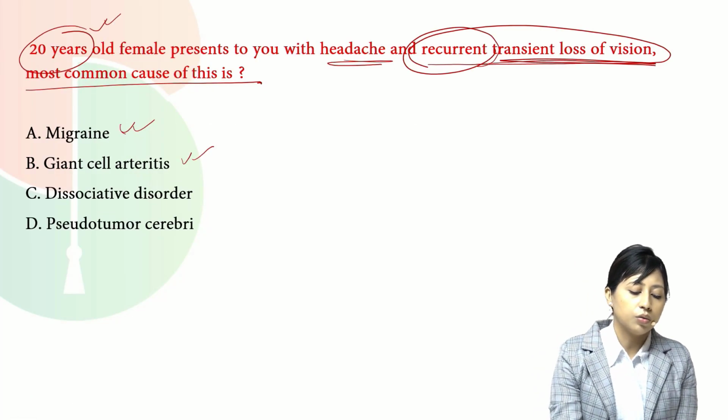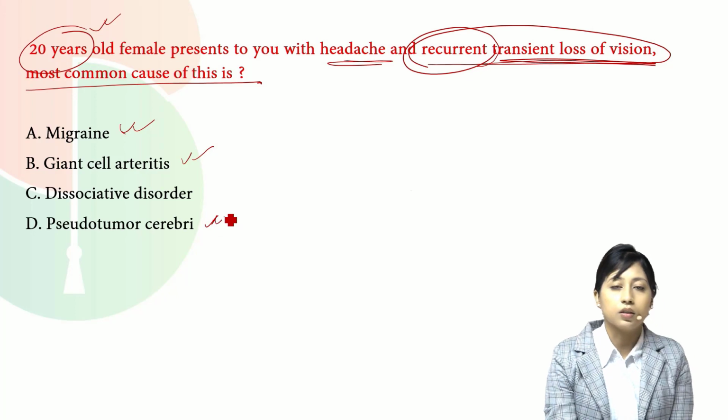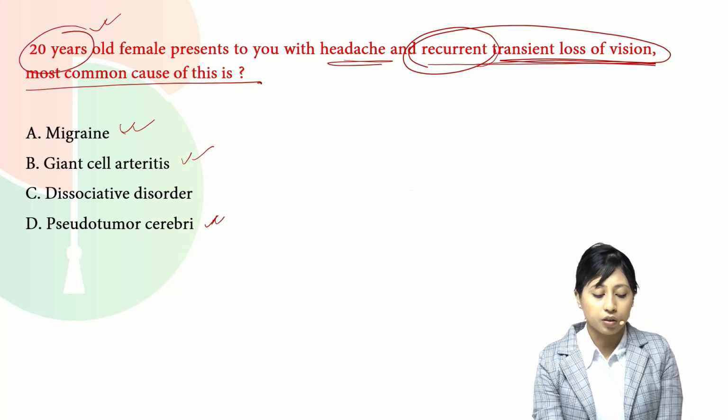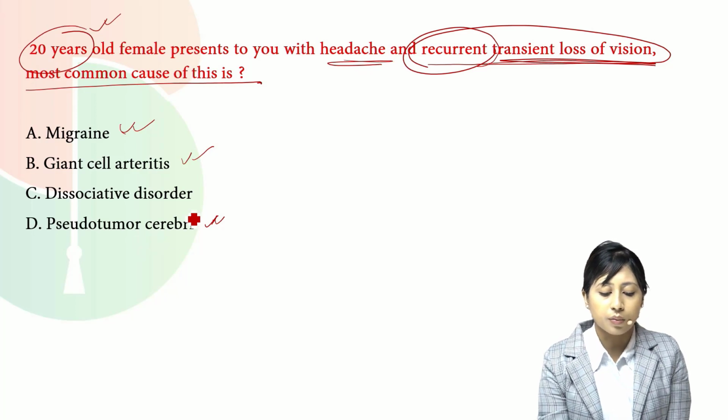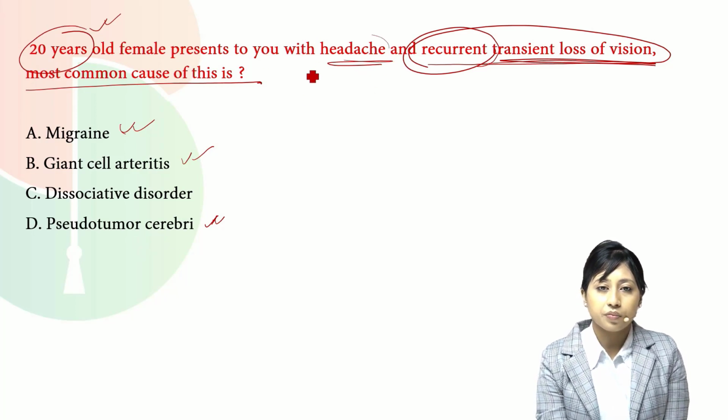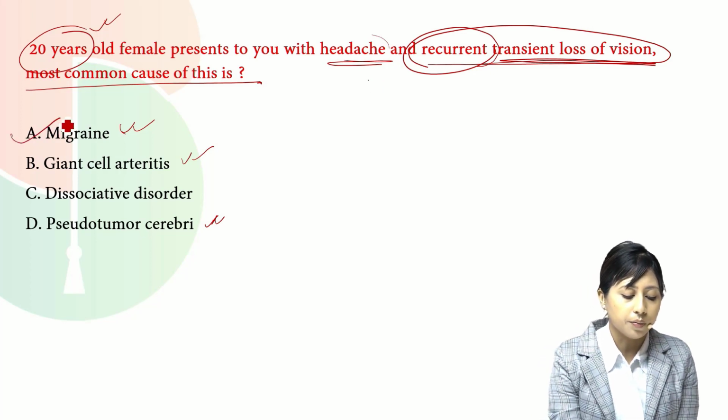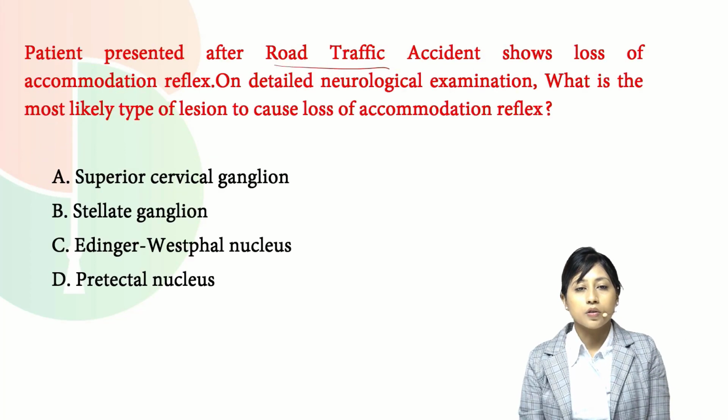So what is pseudotumor cerebri? As we have already discussed, it is idiopathic intracranial hypertension. So this is not the scenario of pseudotumor cerebri because of the tinnitus and pulsatile headache. It will be a pulsatile headache. So here the answer would be migraine. Okay, let us move on to our last question.